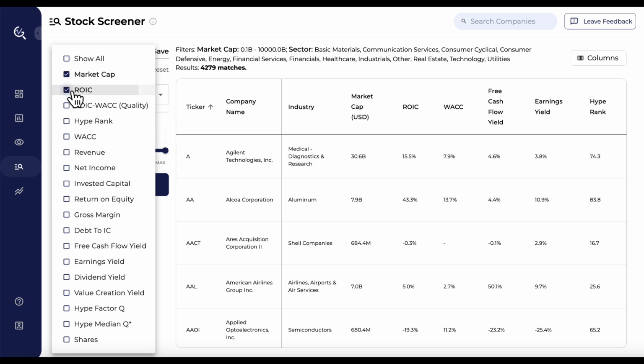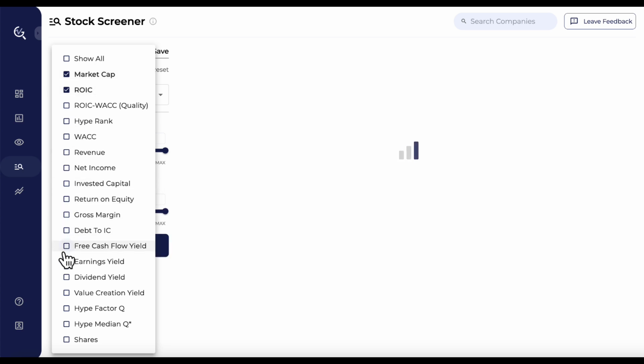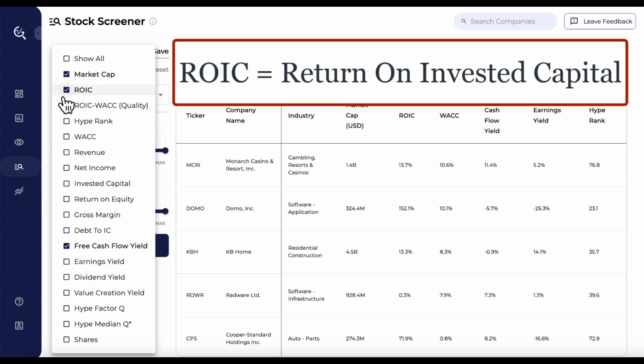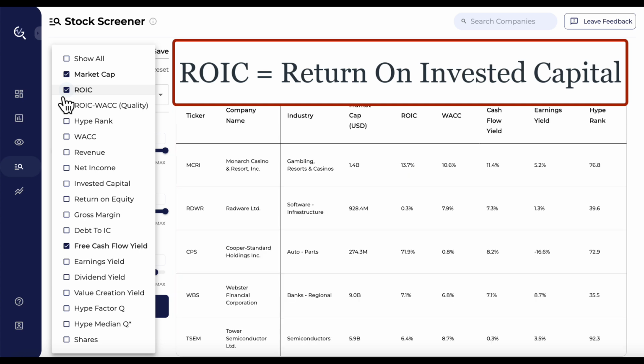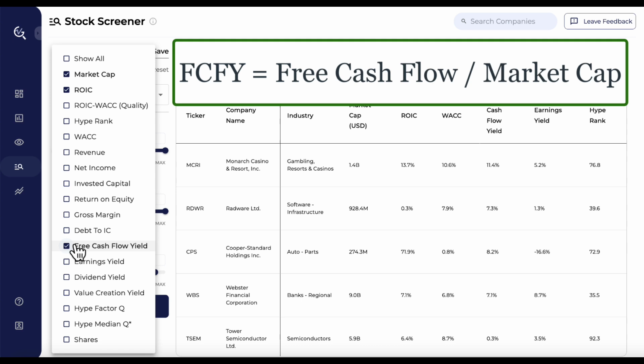For example, one of the sample screeners that we talked about was ROIC and free cash flow yield. So remember, ROIC tells us about the quality of the business: how much value it is creating based on the amount of profits generated on top of that invested capital. Free cash flow yield, we talked about in a previous video. It's how much cash is coming out relative to the share price. So it's a valuation metric.